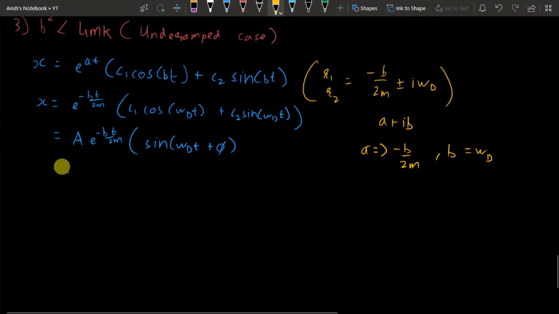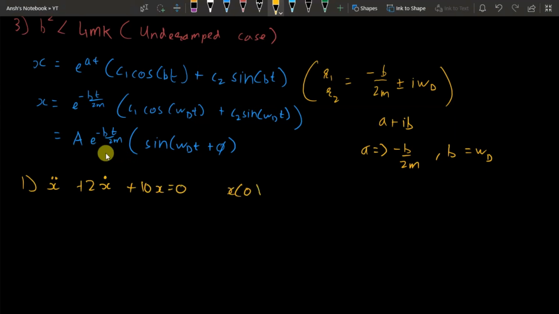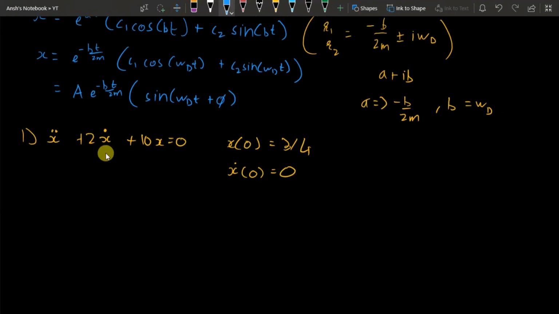Before doing the example, we'll notice that in the general solution there is a trigonometric term, a sinusoidal term, which shows that the particle will oscillate. But then there's also an exponentially decaying term, which indicates that the particle will slowly decay its amplitude. So let's understand that with an example. The example that we have here is x double dot plus 2x dot plus 10x is equal to 0 with the initial conditions x of 0 is equal to 3 over 4 and x dot of 0 is equal to 0.